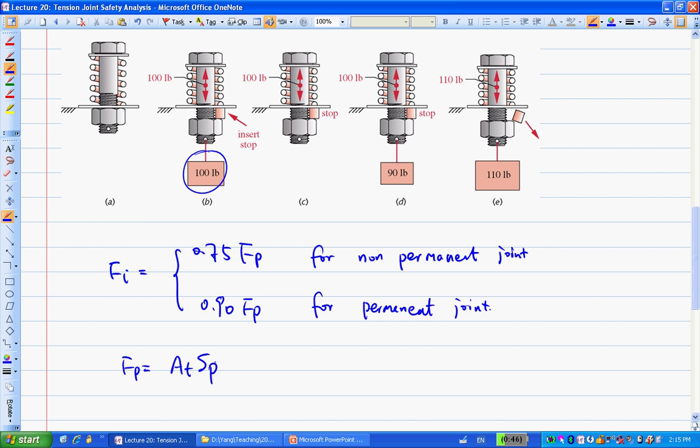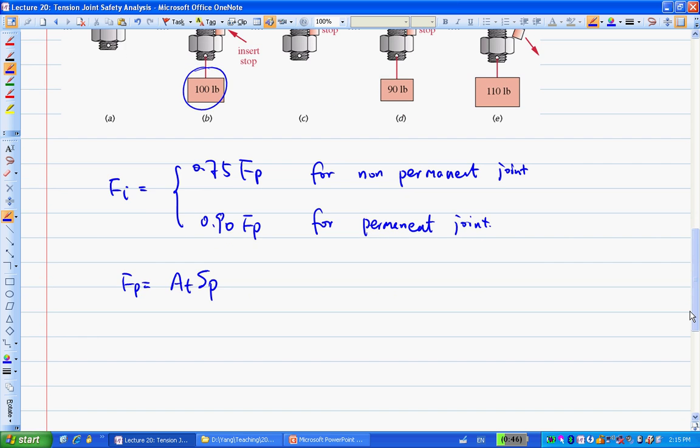Okay, so where do we get a Sp? Once you have the bolt, you have the Sp. So where do we get the At then? Once you get the size of the bolt, then you can get this At value, right? Depending on size. So that's where you can get the Fp value. Okay.